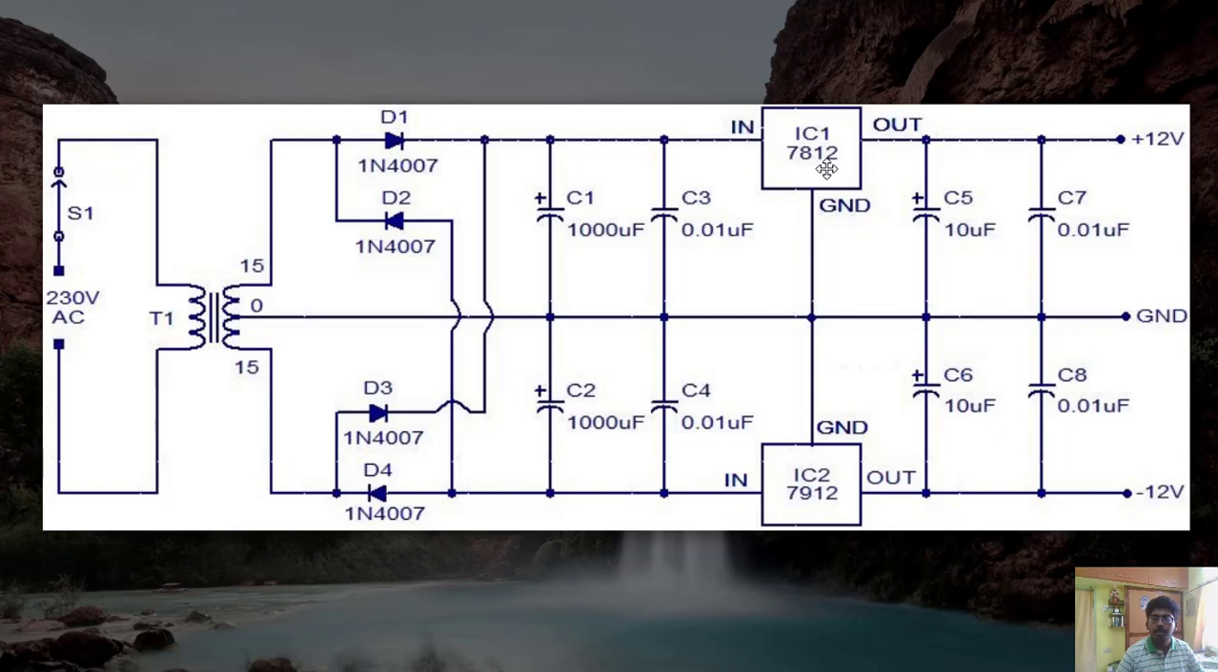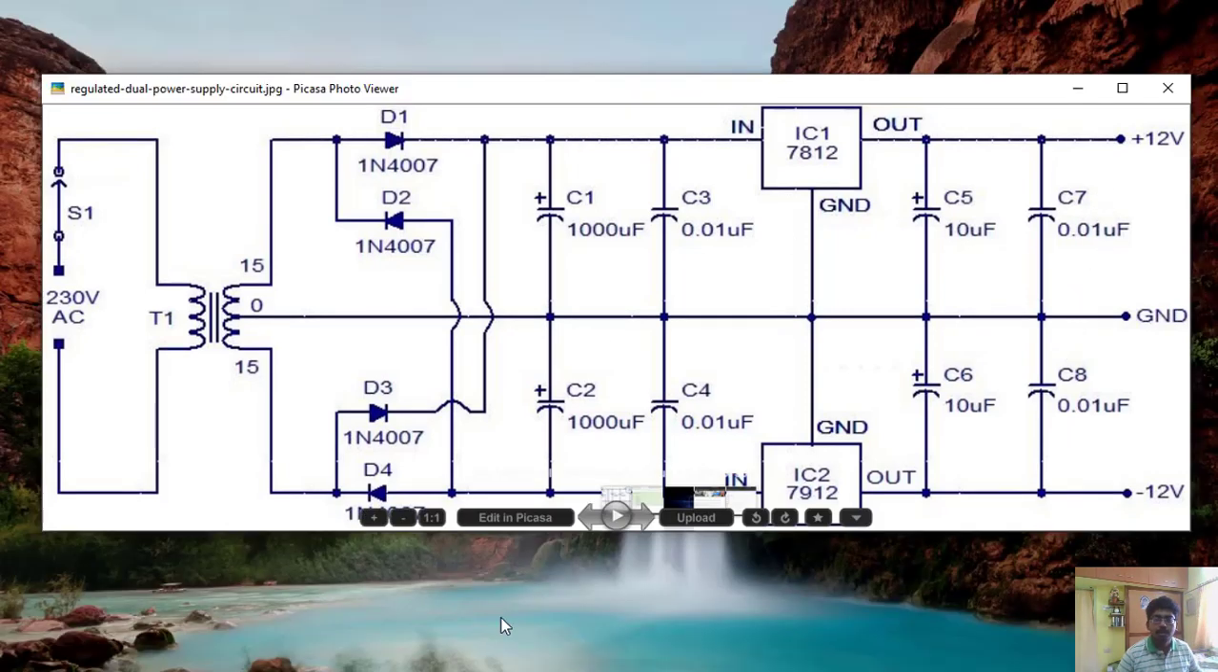IC 7812 positive voltage regulator to convert it to plus 12 volt, and for minus 12 volt we are having 7912, and again we are having two filters, 10 microfarad and another 0.1 microfarad capacitors used for filtering purposes. Ground is common, with the negative voltage of minus 12 volt with respect to ground and another positive voltage of plus 12 volt with respect to ground.